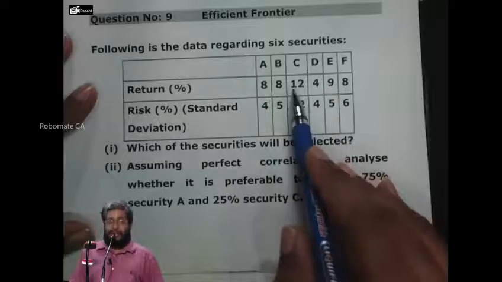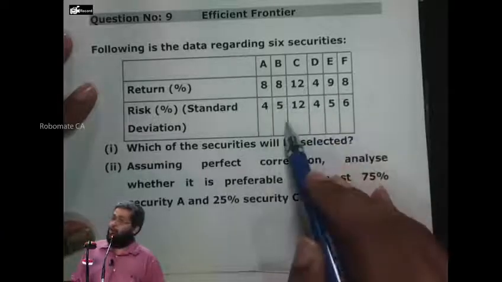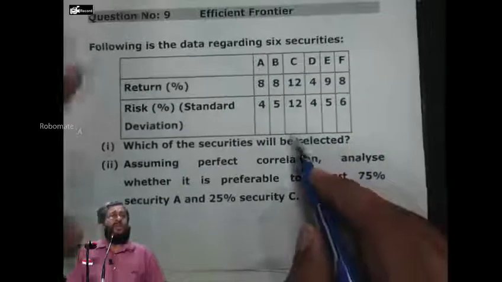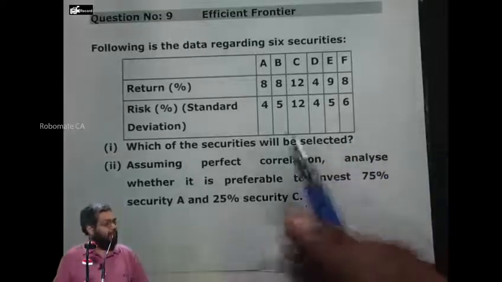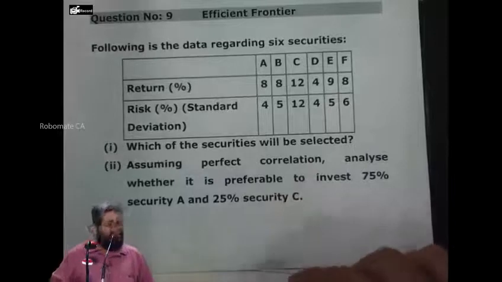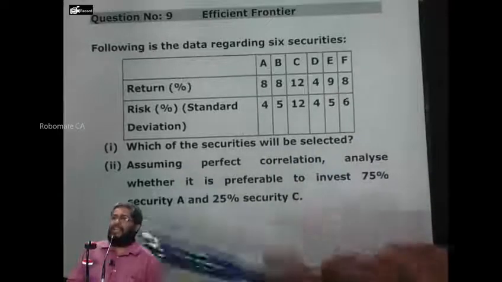Inferior to B also, because for the same return it has a lower risk. Right or not? Now, any number of inferiorities one can find out. If I find out one inferior itself, it becomes inefficient. Right or not?